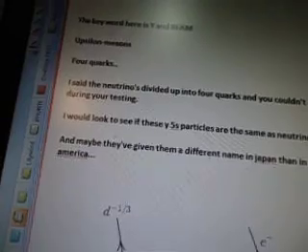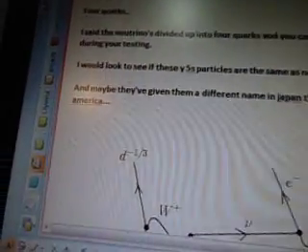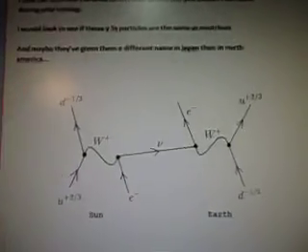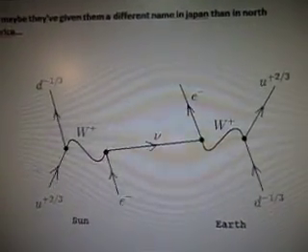I would look to see if the Y5s particles are the same as neutrinos. I'm not sure if it's the same particle or if it's different. And maybe they've given them a different name in Japan than in North America. I just assumed because this was tested. So, something you can look at. Here's another graph here that I found.